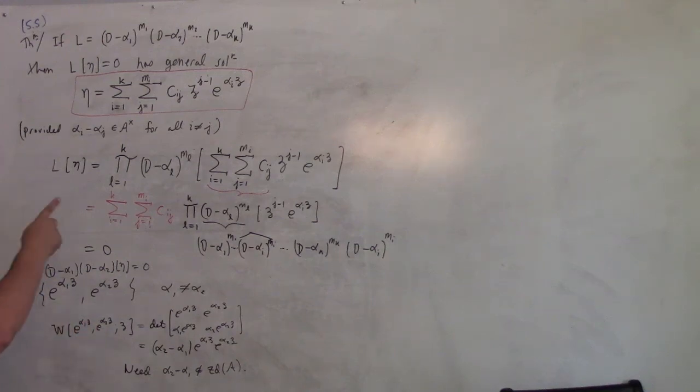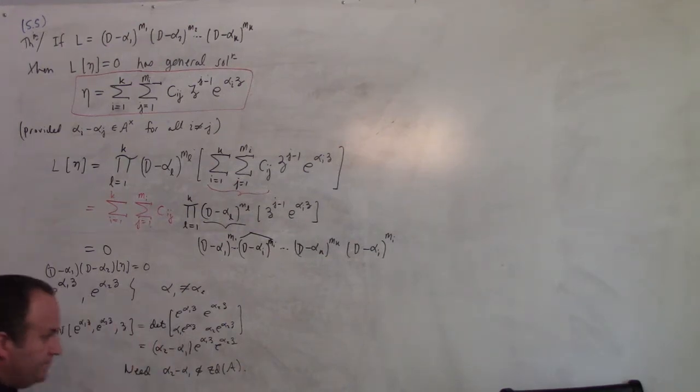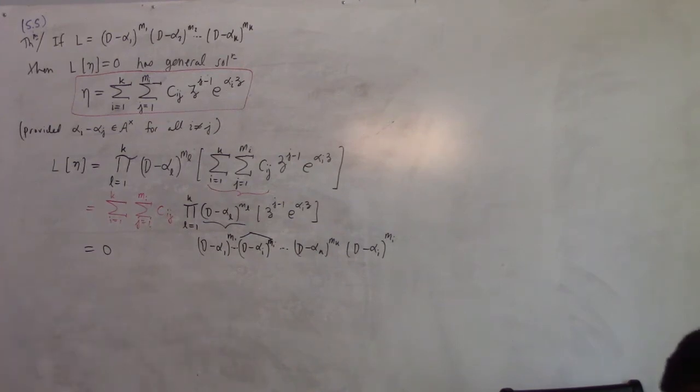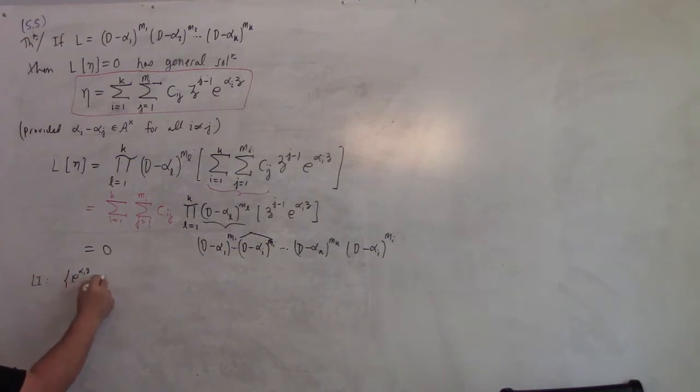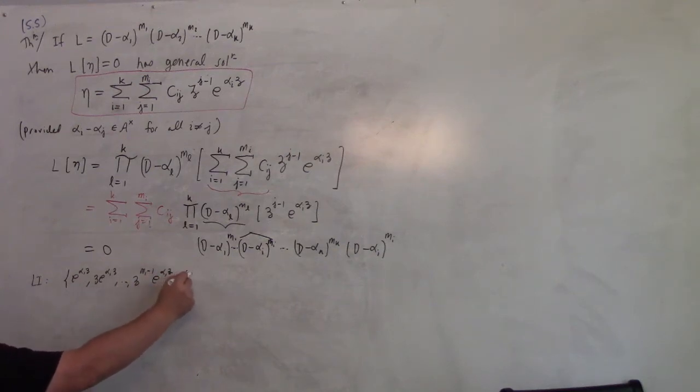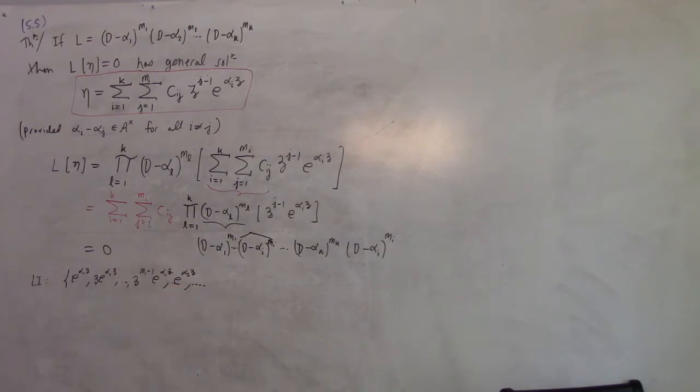We would like to prove linear independence of the solution set in this case. So we've got e to the alpha 1 zeta, zeta e to the alpha 1 zeta, zeta to the M1 minus 1 e to the alpha 1 zeta, and so forth, then e to the alpha 2 zeta, and continuing on down the story. You get all these. Why is that linearly independent of the algebra?